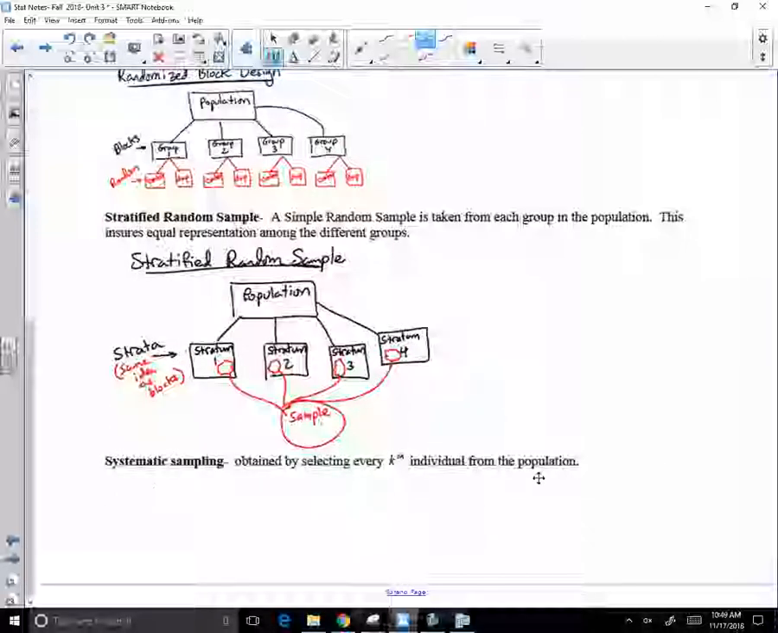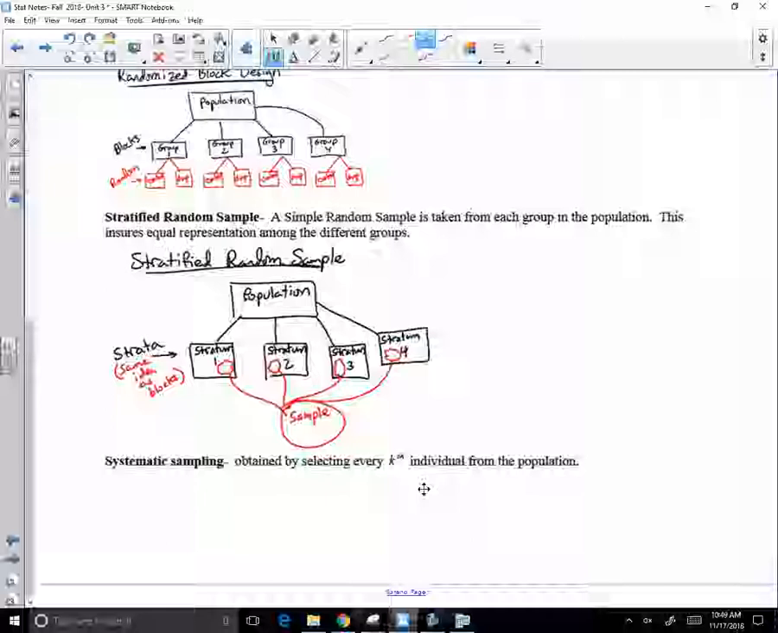All right, the systematic sample, it seems kind of weird, but it says obtained by selecting every kth individual from the population. If you could line an entire population up, then what this would be is, okay, I'm going to take every 4th person. All right, 1, 2, 3, you're out. 4, you're in. 5, 6, 7, you're out. 8, you're in, and so on.